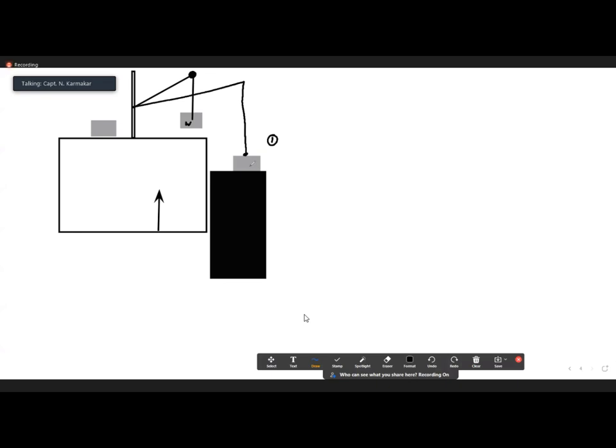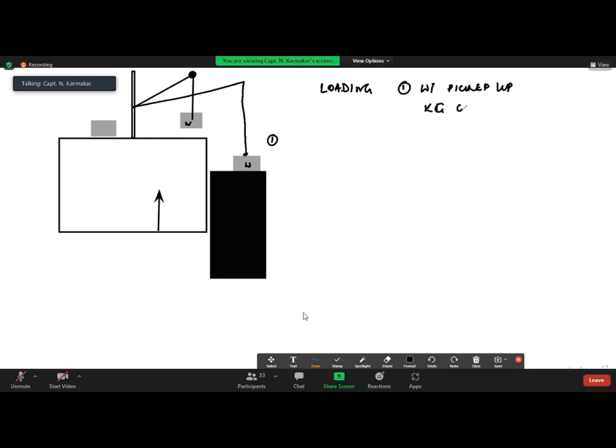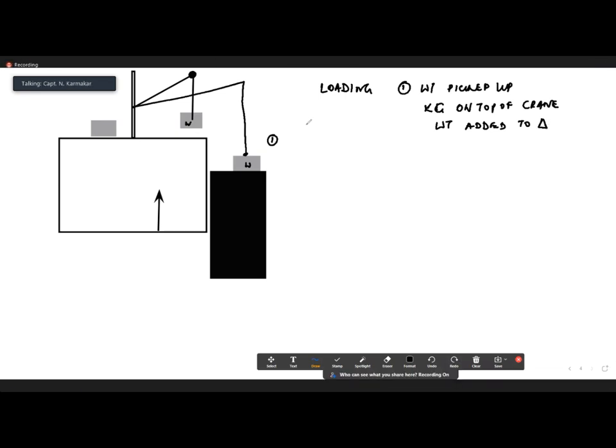As long as the weight is on the jetty, the weight does not belong to the ship. But as soon as the weight is picked up by the crane, the weight belongs to the ship. Do you understand? Yes, sir. So weight picked up, KG on top of crane, and weight added to displacement.